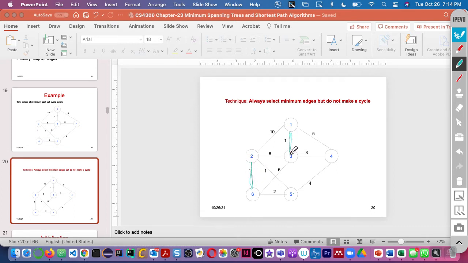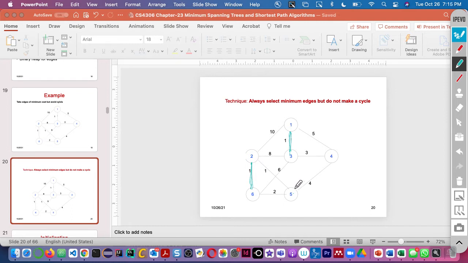Prim's algorithm selected vertices, right? Prim's algorithm selected both vertices and related edges. But here it selects edges, then vertices come later. Prim's algorithm selects vertices first, then edges come. And here we are selecting edges first, then vertices are coming. So this one we will select. Then what else we have to select?